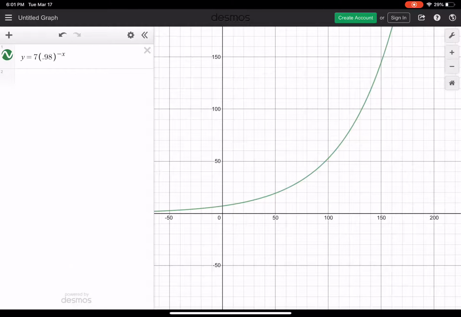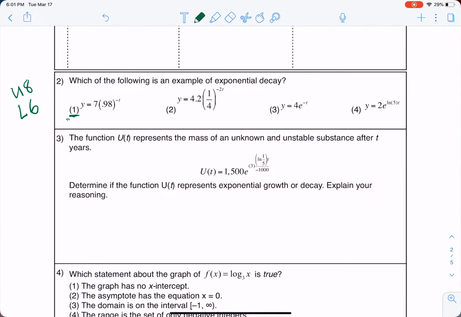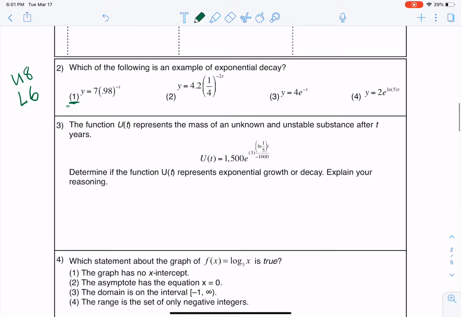So what I'd like you to do is determine which of the remaining equations are exponential growth and decay. And again, I would just use Desmos to look at the graph itself.